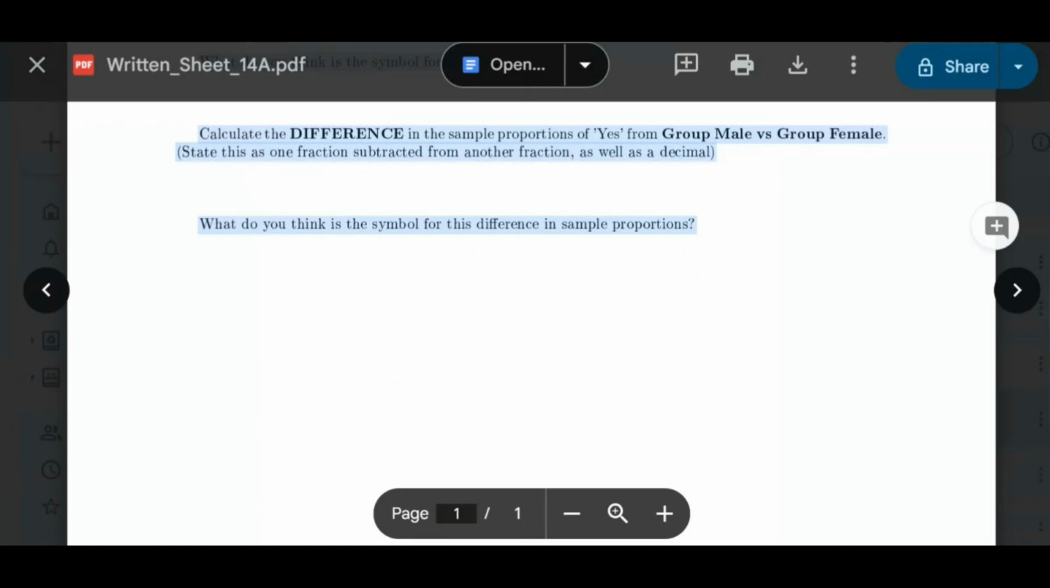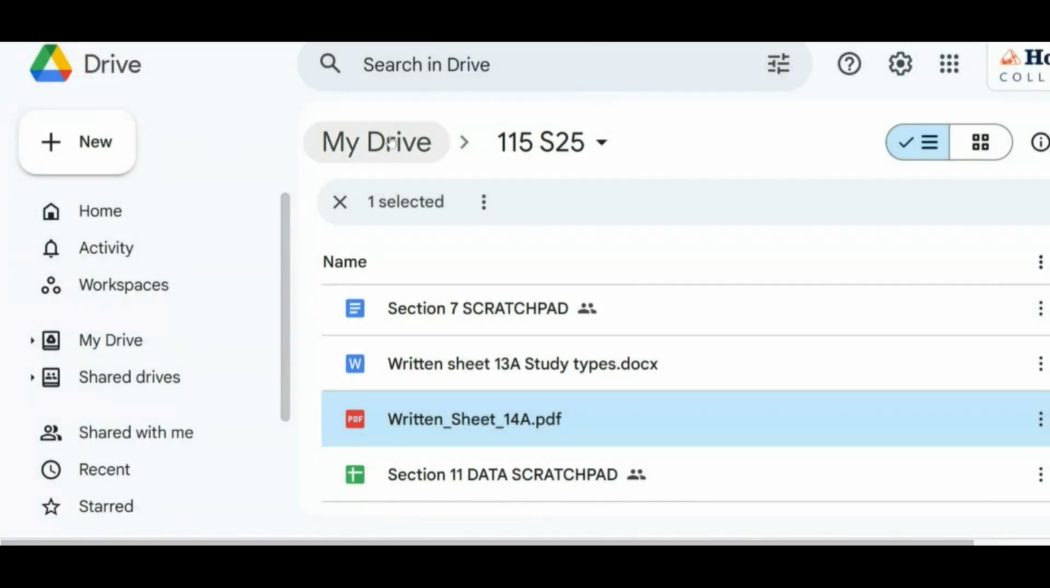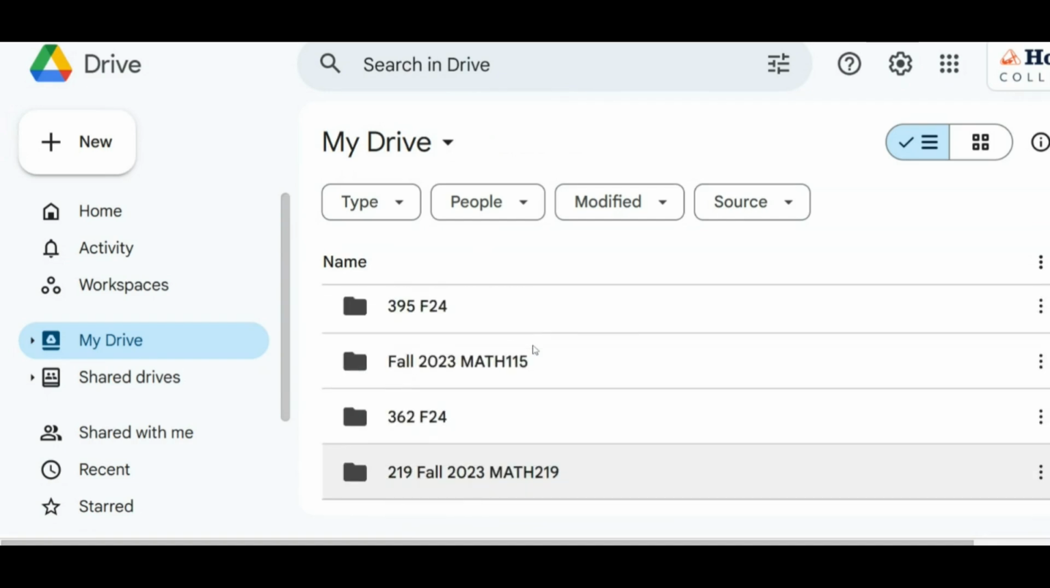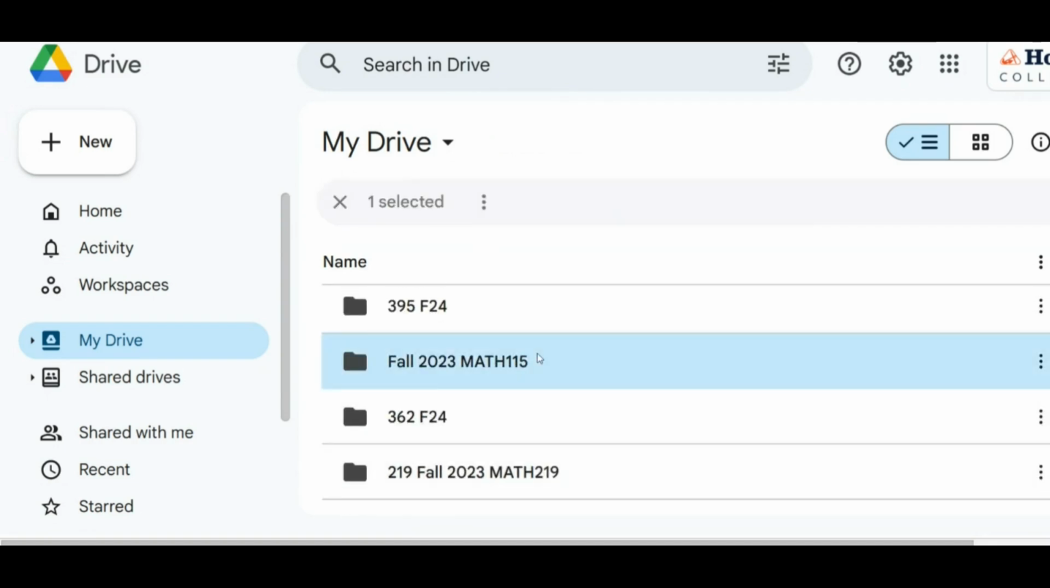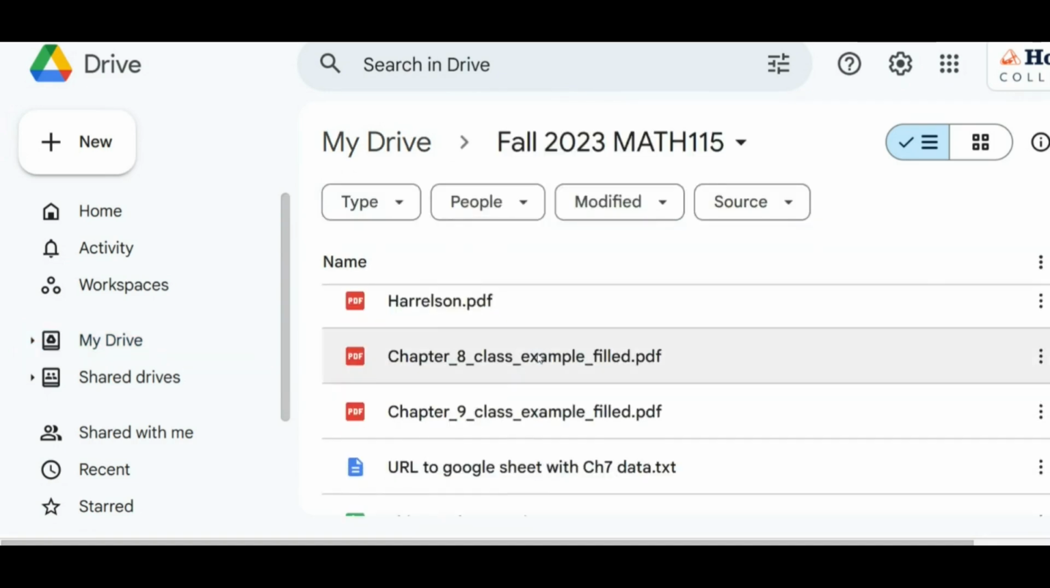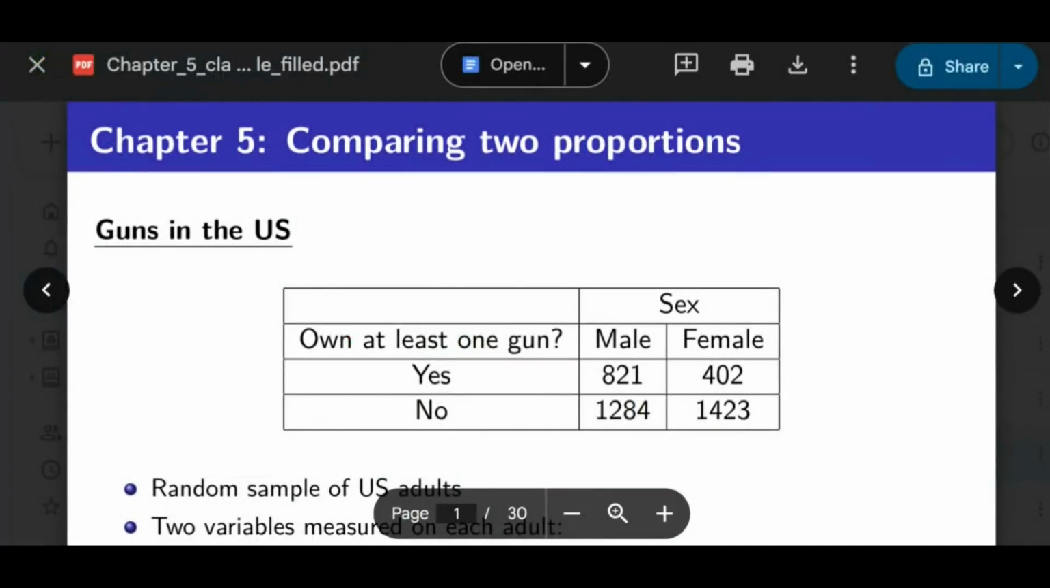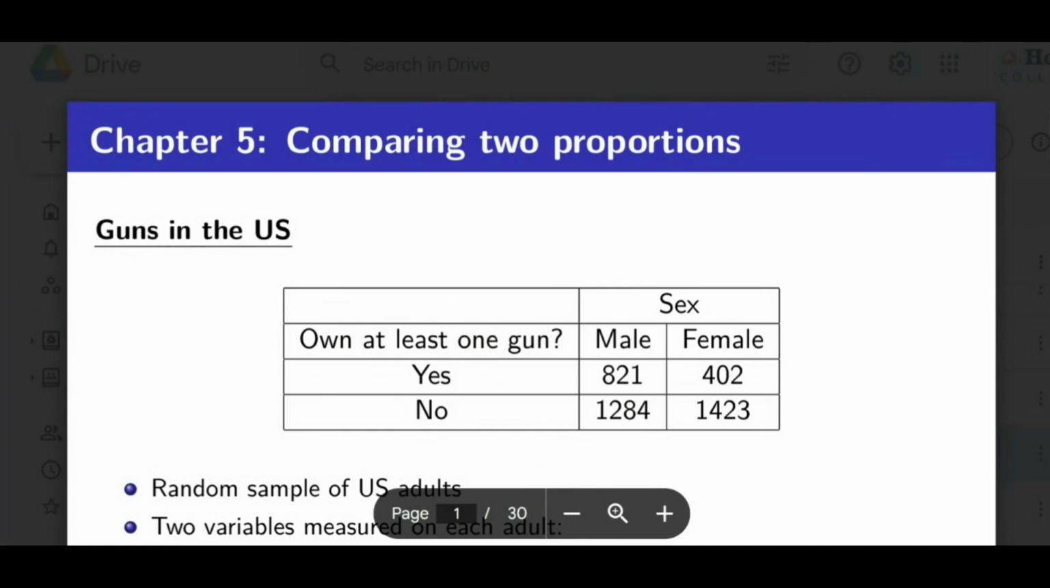Today's class will not be difficult, because if you have been keeping up with what you have been learning with me, a lot of it is going to be just extensions of what you know. So you should have this ready. I think I sent an email quite some time ago already. This is chapter 5. You're going to be comparing two proportions.